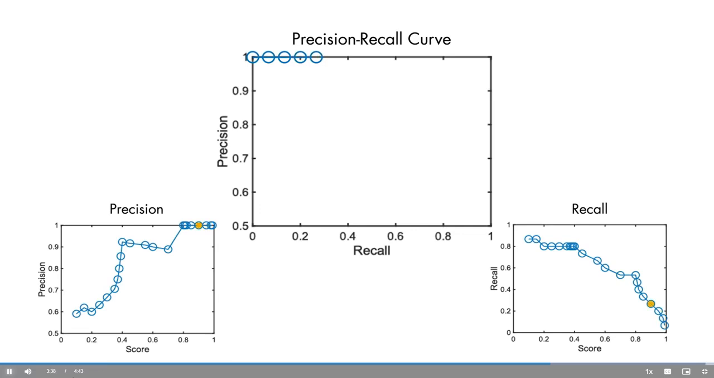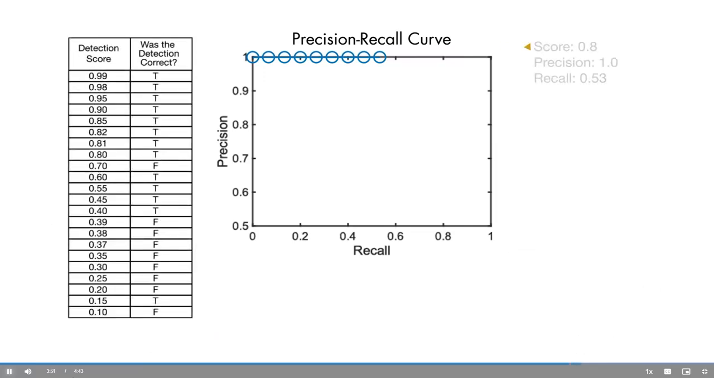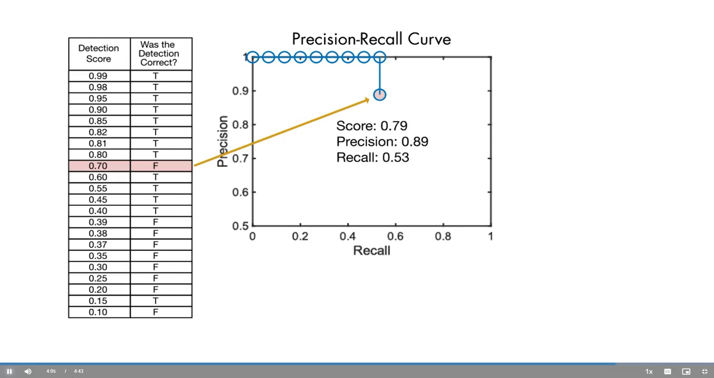You continue plotting precision versus recall for decreasing detection thresholds. This may be easier to understand by viewing a list of detections. All of the detections with a score of 0.8 or higher are true positives, which, as we saw, makes for perfect precision. But at 0.7, the detection score threshold is low enough to include a false positive in the results. Precision goes down and recall stays the same.